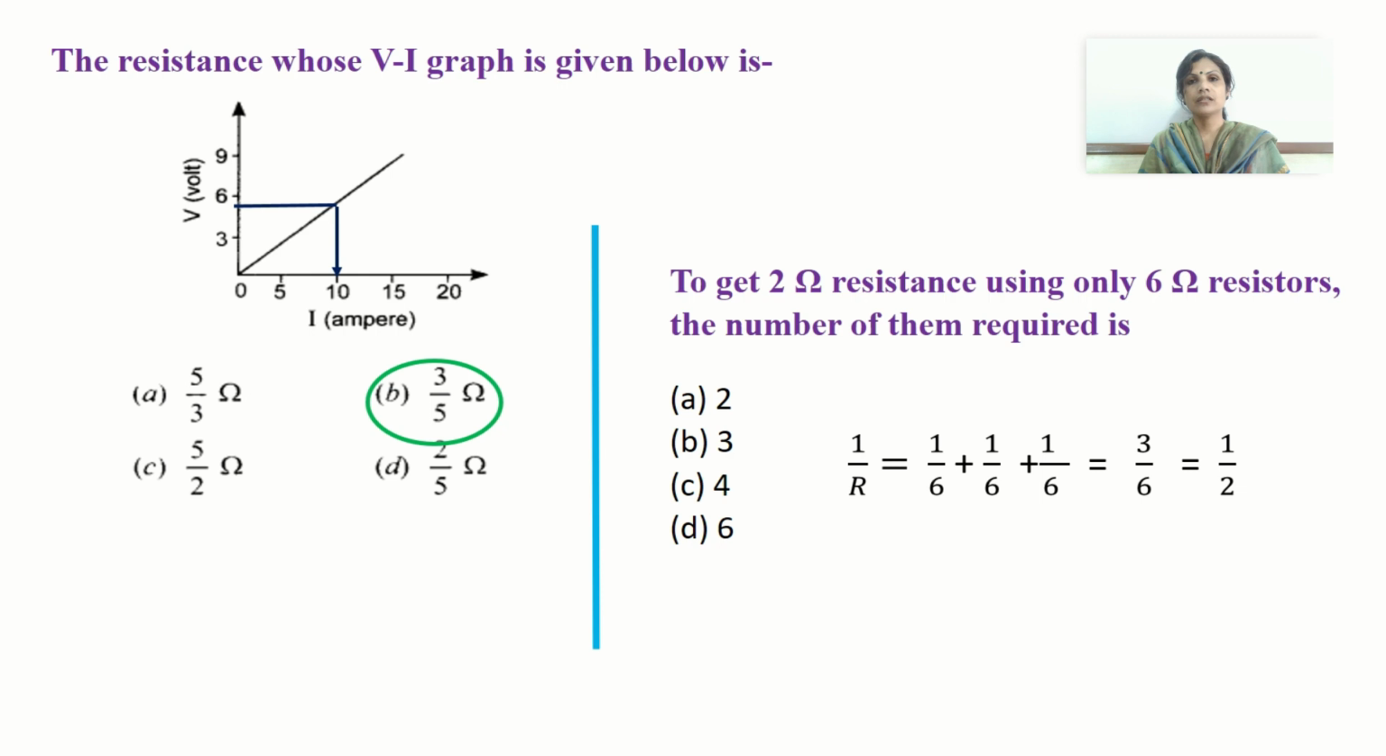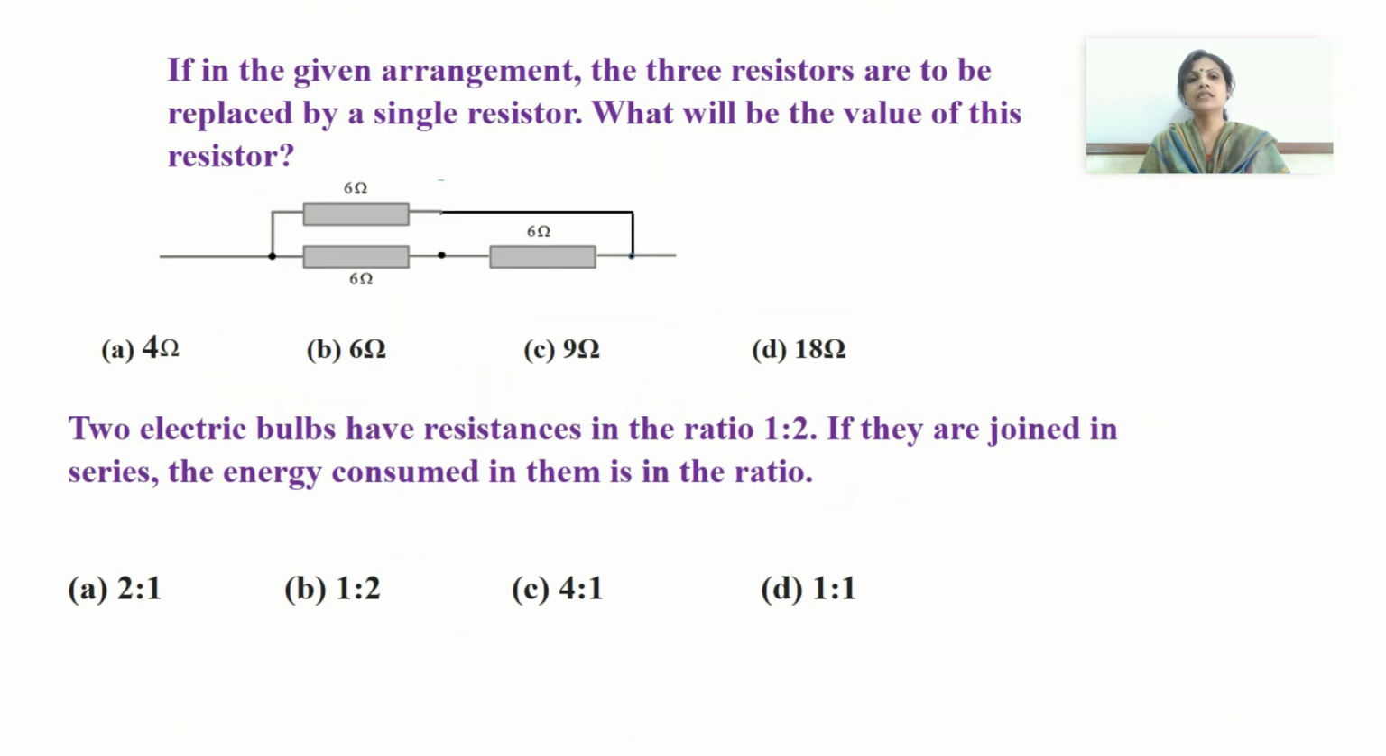So you get the resistance of 2 ohm when you connect 3 resistors of value 6 ohms in parallel to each other. Okay, simple, but you need to understand what is actually asked there. Next, if in the given arrangement the 3 resistors are to be replaced by a single resistor, what will be the value of this resistor? An important question. Look over here.